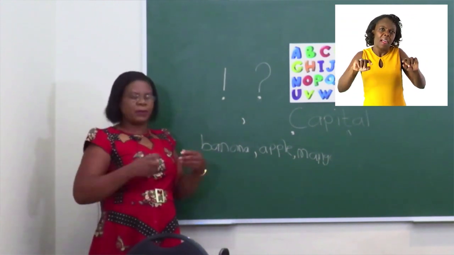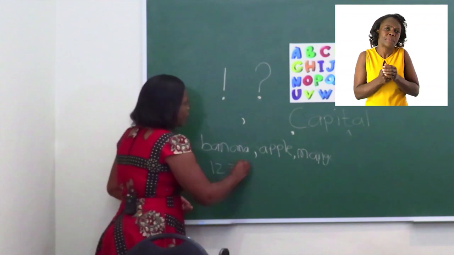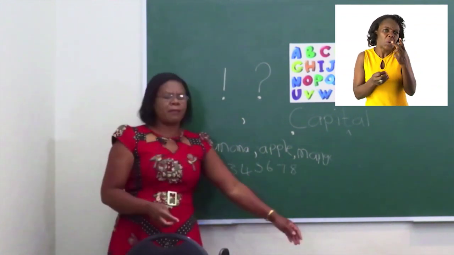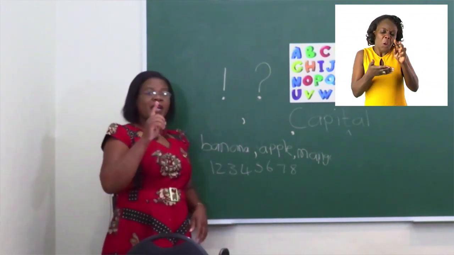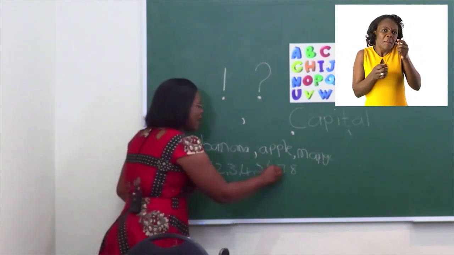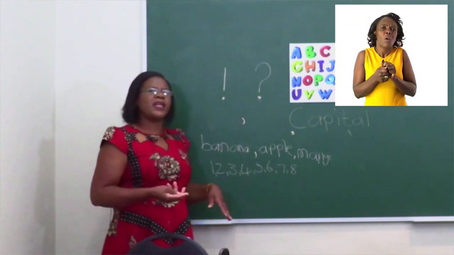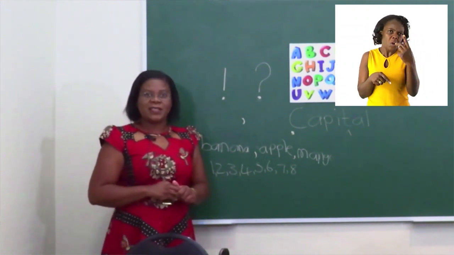It can also be used to separate numbers. If I'm writing numbers 1, 2, 3, 4, 5, 6, 7, 8, look at this number. I can read it like it's a million or a billion, but the moment I separate them by putting the commas, then someone will know that these numbers are different and they stand alone. Are we together? All right.